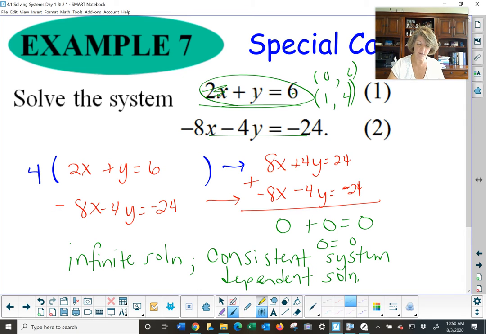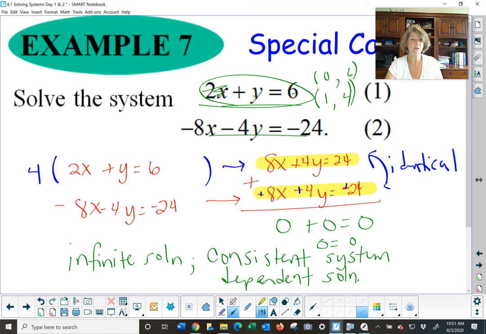You may have also noticed that these two equations looked extremely the same. I just need to multiply the first equation or the second equation by a negative, and now you can see that they are identical equations. And that's why they're consistent but dependent.